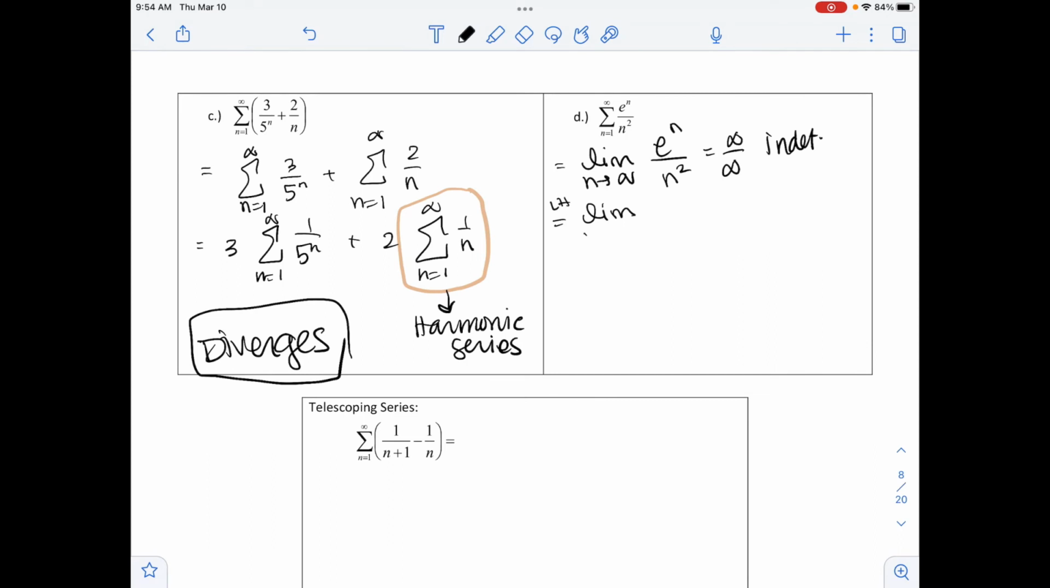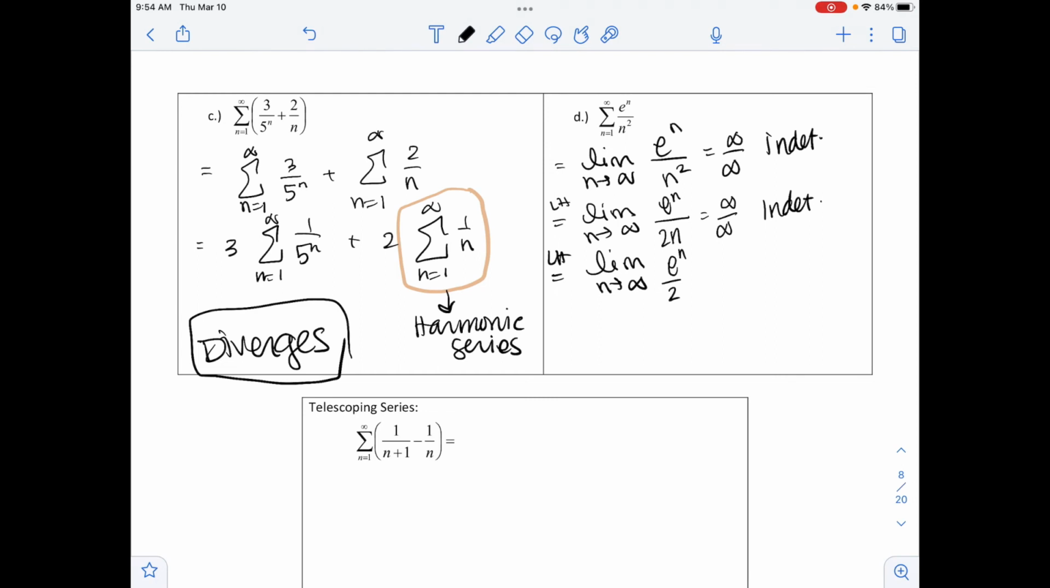And L'Hopital's rule again was taking the derivative of the numerator by itself, which is just going to be e to the n, over, and taking the derivative of the denominator also just by itself, which is going to be 2 to the n. Evaluating this still, as n approaches infinity, we still get infinity over infinity, which still is indeterminate. So again, we use L'Hopital's rule for a second time, and we have the limit as n approaches infinity of e to the n all over 2.